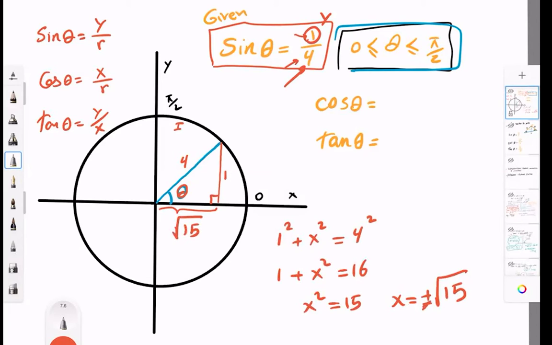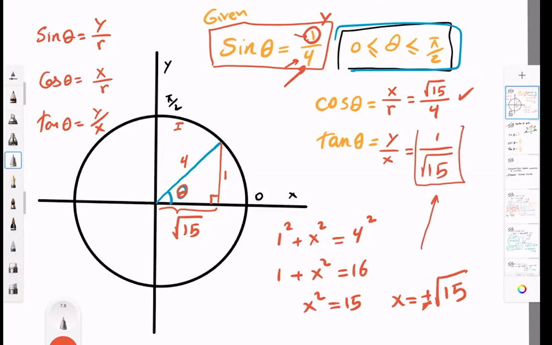I mean, the not easy part is done. Cosine theta, in your note sheet, is x over r. So this is radical 15 over 4. Tangent theta is y over x. This will be 1 over root 15. It seems like in your homework, they want it like this. You don't need to rationalize it. We usually get rid of the radical in the denominator, but you can keep it like that. All right.